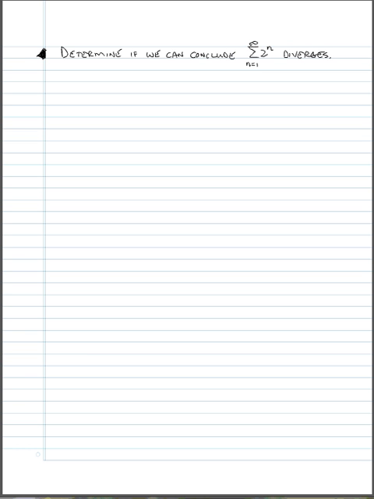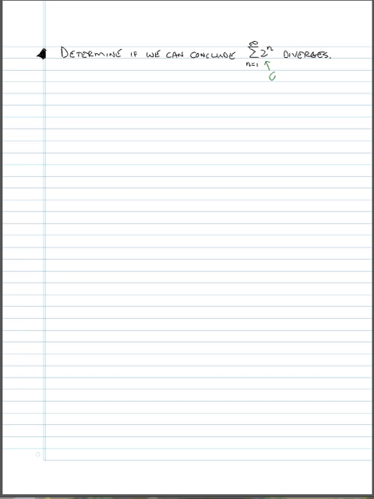We're adding up: when n is 1, we have 2. When n is 2, we have 4. When n is 3, we have 8. So we're taking 2 plus 4 plus 8 plus 16 plus 32 plus 64. That's what this sum is. And we're adding larger and larger numbers that are getting unboundedly large. It's pretty clear that that would not add up to a finite number.